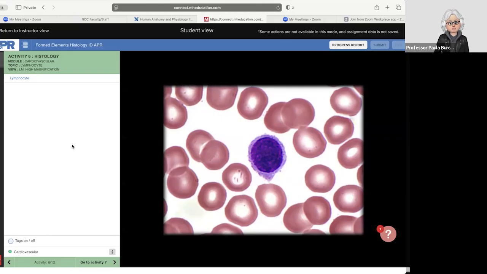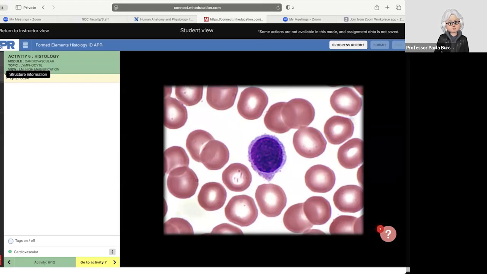And lymphocytes are involved in your specific or adaptive immune response. All of your leukocytes are part of your immune response. Lymphocytes, though, are part of your specific or adaptive immune response, and we'll learn more about what that is. So when you give me a function, you have to say it's specific or adaptive, since saying its function is your immune response is too generic.